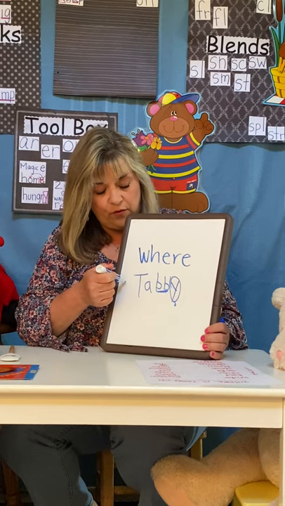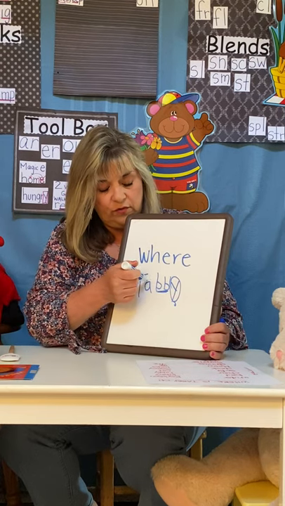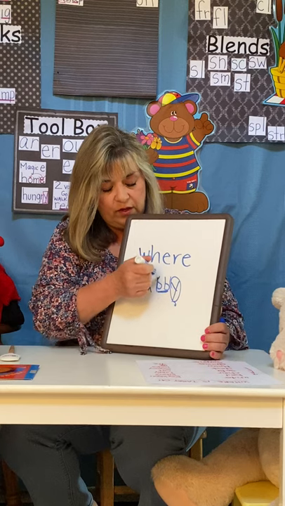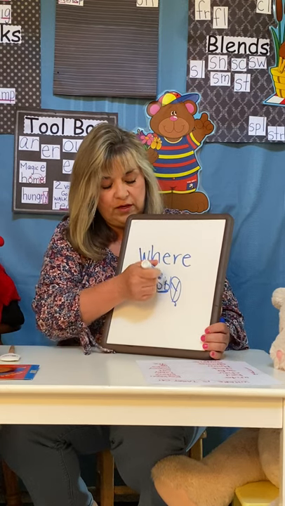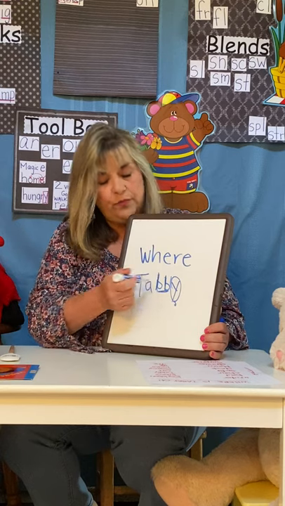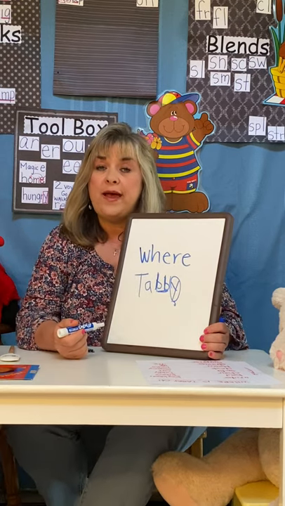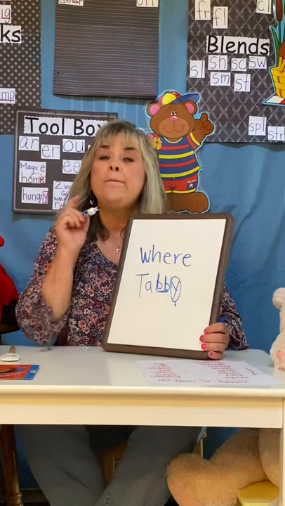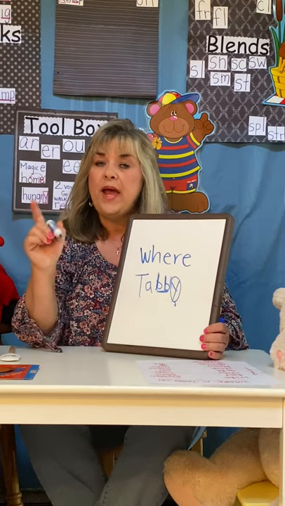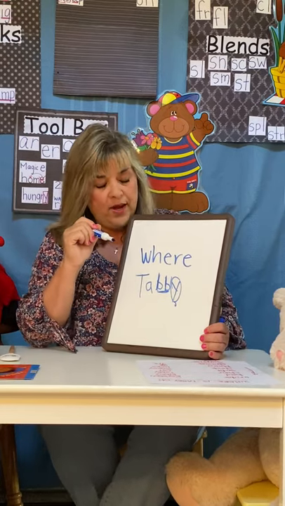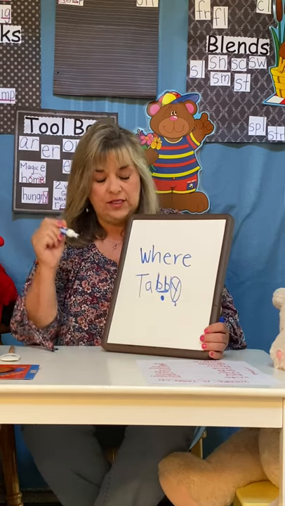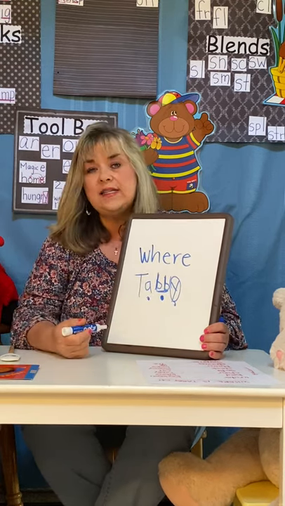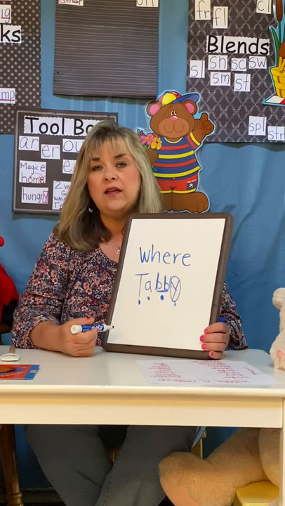We're gonna drive down the reading road. Drive, drive, drive, crash. What did I crash into? So I crashed into the baseball bat, didn't I? So if it's a baseball bat, that means it makes the B sound, doesn't it? So these two letters make the B sound together. And then an A says A, and the T says ta, doesn't it?